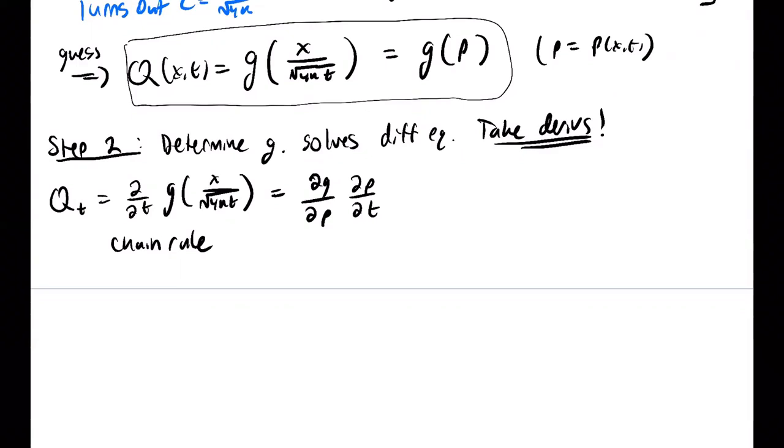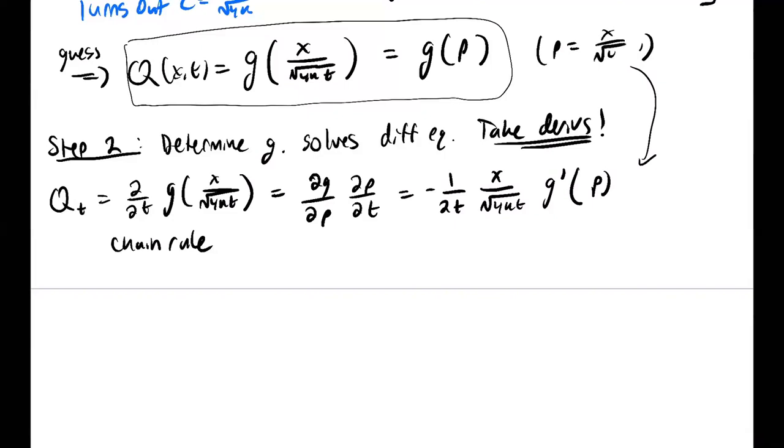Okay, well, what is the derivative of p with respect to t? Well, p is equal to this rational function where I have t to the -1/2, and so you can calculate using the one variable chain rule that this is going to be -1 over 2t times x divided by square root of 4kt. And then this is multiplied by the derivative of g, which is g prime, because g is a function of one variable at p, where again, p is this function x over square root of 4kt.